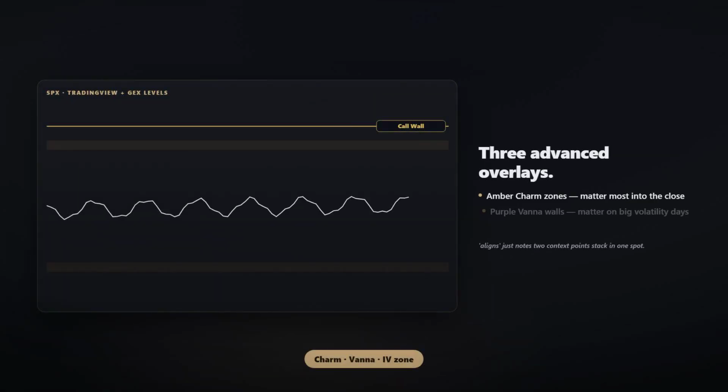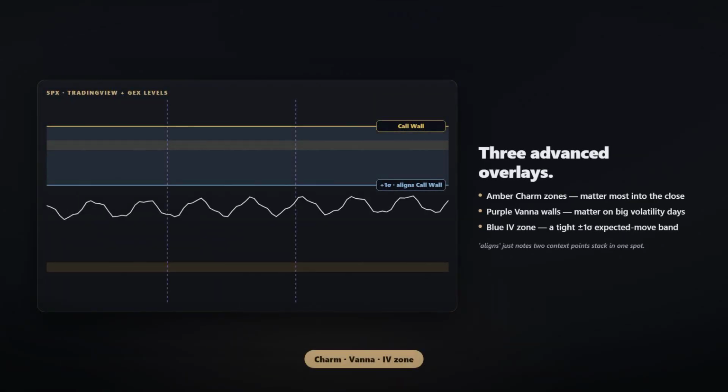A few advanced overlays go deeper. Amber charm zones mark where delta drift over time concentrates. They tend to matter most into the close and near expiry. Purple Vanna walls mark where delta reacts to volatility changes, most relevant on big volatility days. And the IV zone is a tight 1 sigma band from at-the-money volatility. When an edge lands on a wall or the flip, it's tagged "aligns," just noting 2 context points stack in one spot.